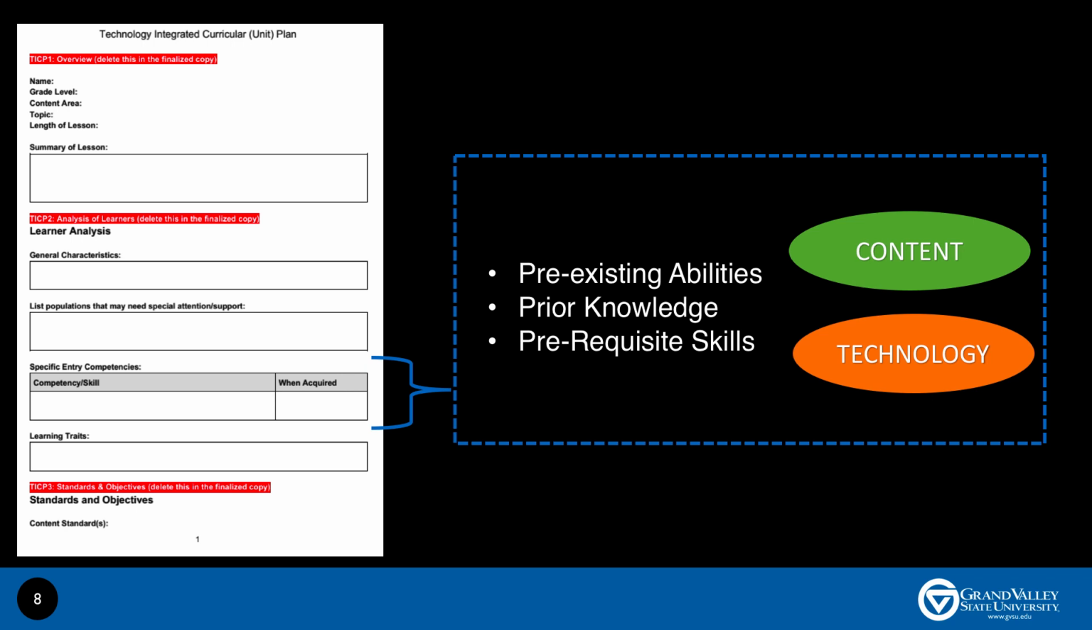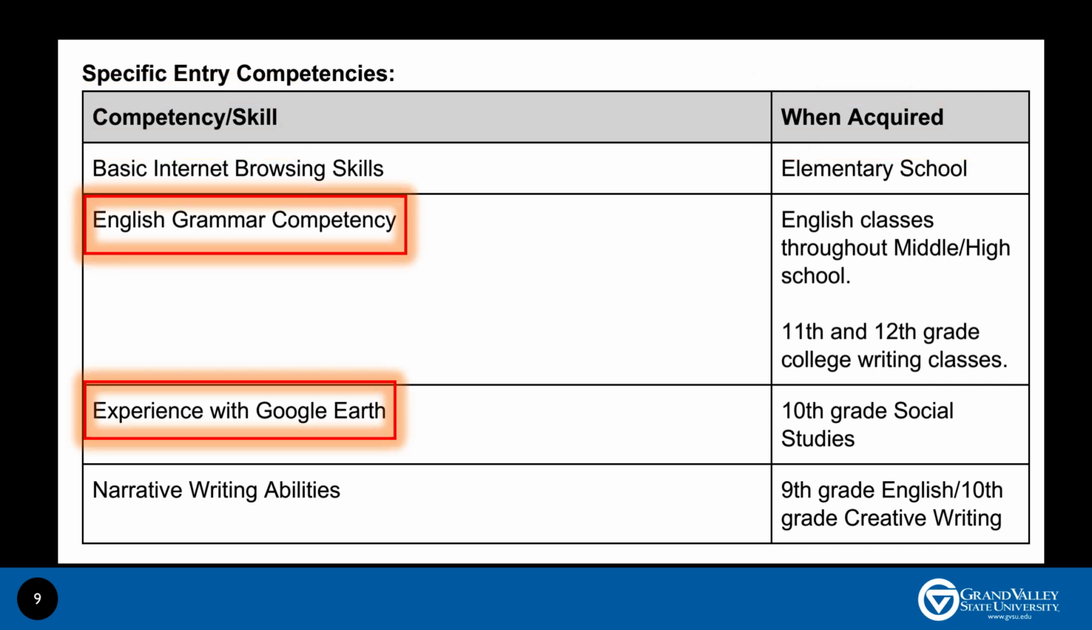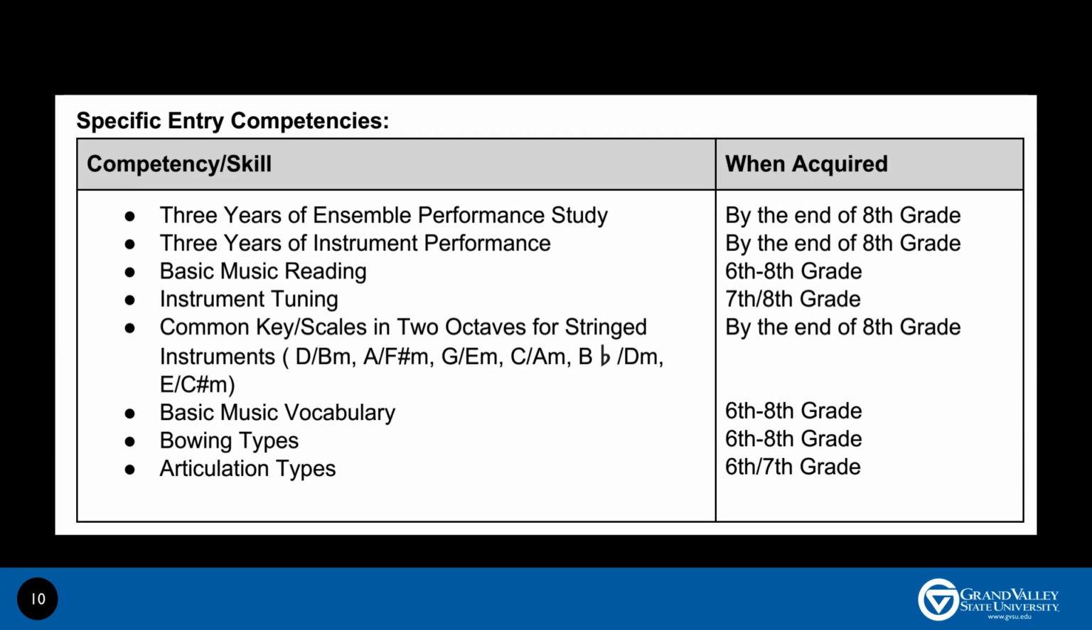obtain those skills. Here's an example of prerequisite skills required for a unit on creating stories for a grade 12 English class. They've listed the competency or skills and when they were acquired, and they've listed both content competencies and technological skills that are needed for students to meet the objectives of this lesson. Now here's another example of prerequisite skills and competencies for a unit on music vocabulary for a grade 9 music class.